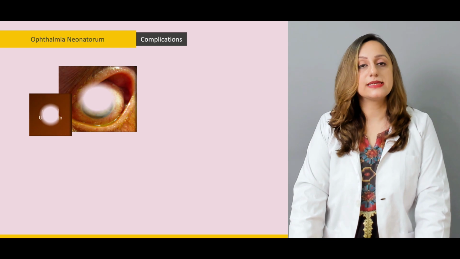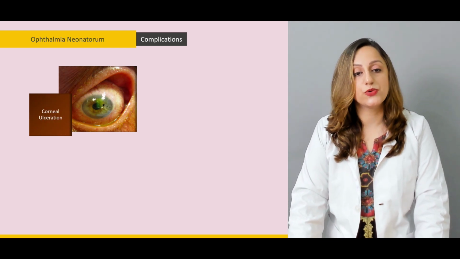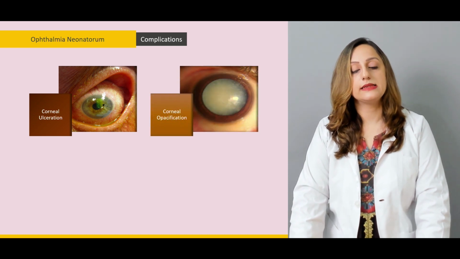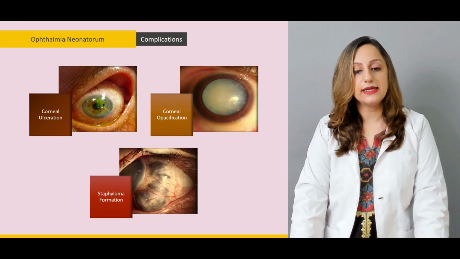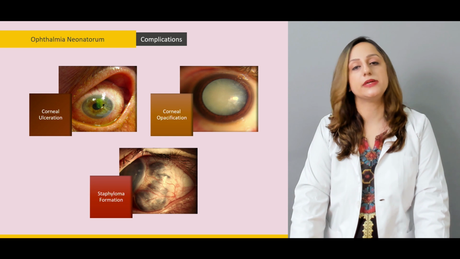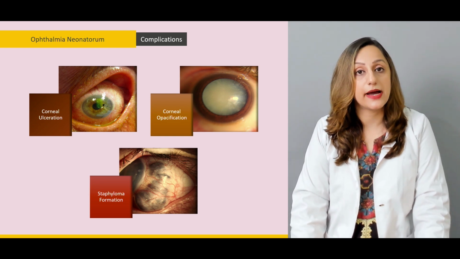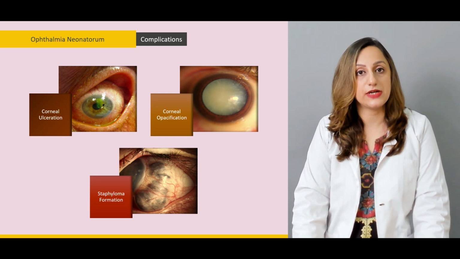The complications, if it's left untreated or ignored, can include corneal ulcerations in the infants. Then obviously corneal opacifications can occur. And finally, we have staphyloma formation, a pseudomembrane developing on the bulbar conjunctiva, that can occur if these patients are left untreated or if the cases are complicated in any way.